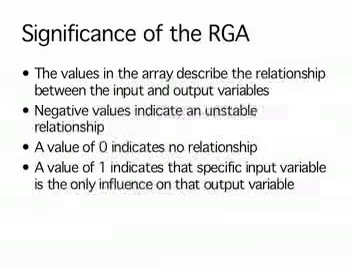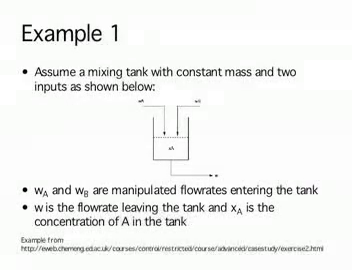Values in an array that are equal to 0 can indicate that no relationship between the specific input and output exists. Finally, if a value of 1 is determined in the array, that particular input variable is the only influence on that output variable. In other words, a value of 1 indicates that the only influence on that output variable is that specific input.